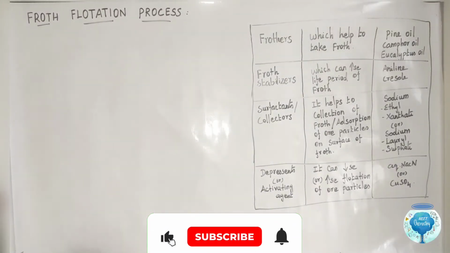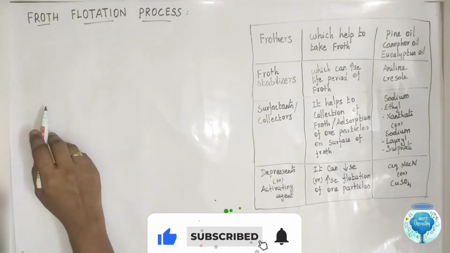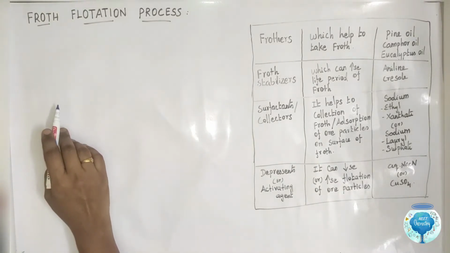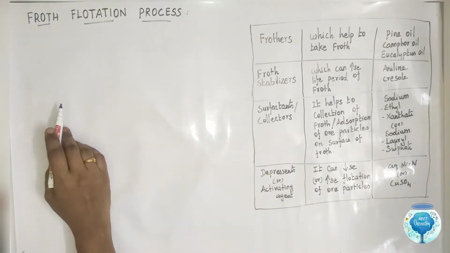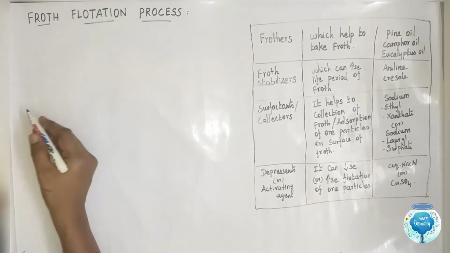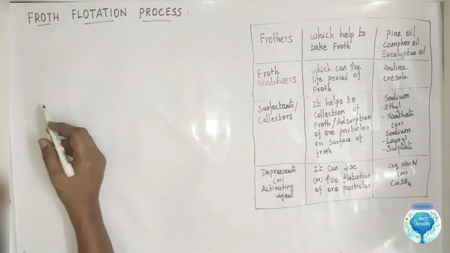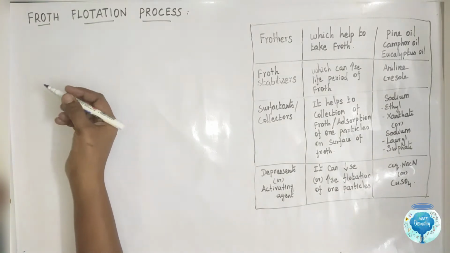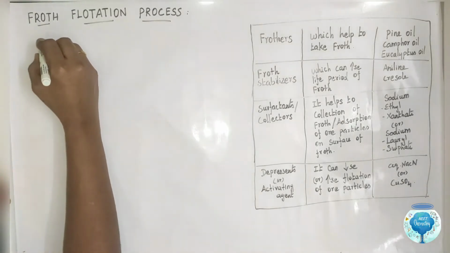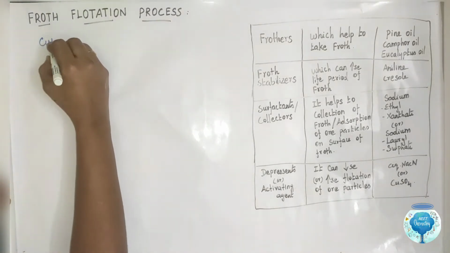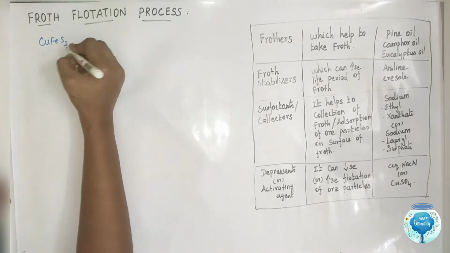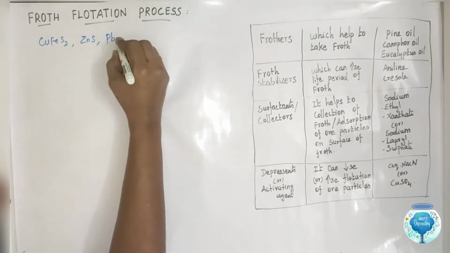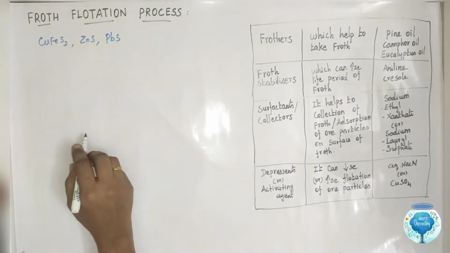Welcome to our class. Now we are going to see the topic, the froth flotation process. This topic is in metallurgy, in 12th chemistry, first unit. The froth flotation process is commonly used for metal sulfide ores. Examples: copper pyrite CuFeS2, zinc blende ZnS, galena PbS, etc.